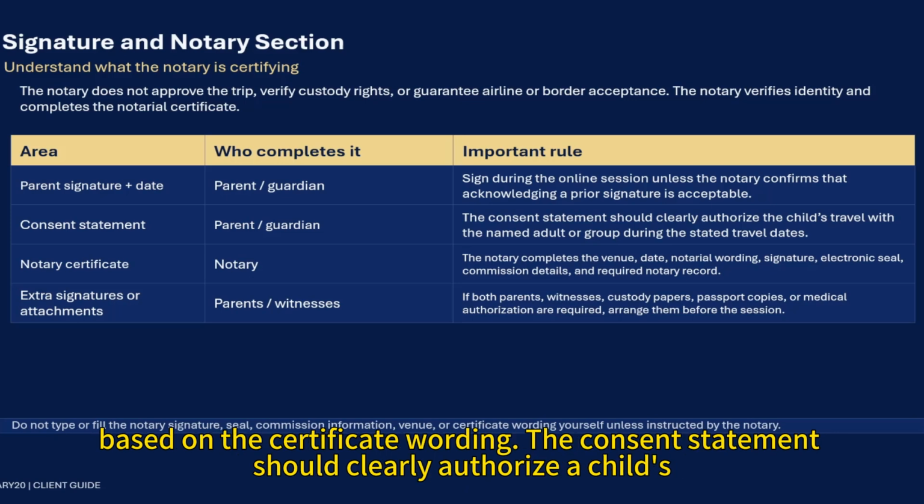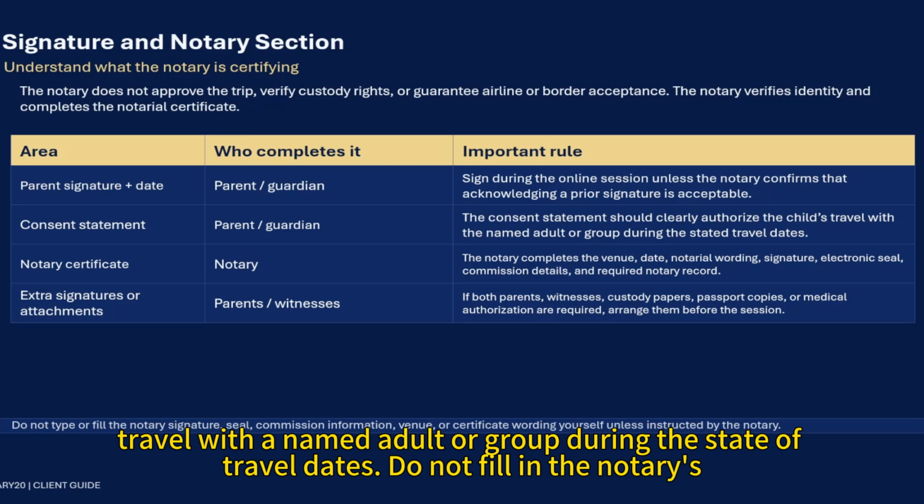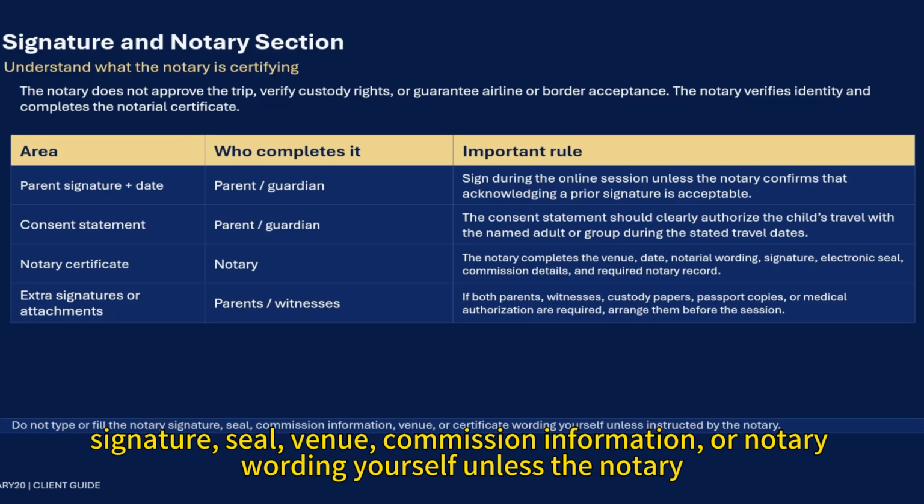The consent statement should clearly authorize a child's travel with a named adult or group during the stated travel dates. Do not fill in the notary's signature, seal, venue, commission information, or notarial wording yourself unless the notary instructs you to do so.